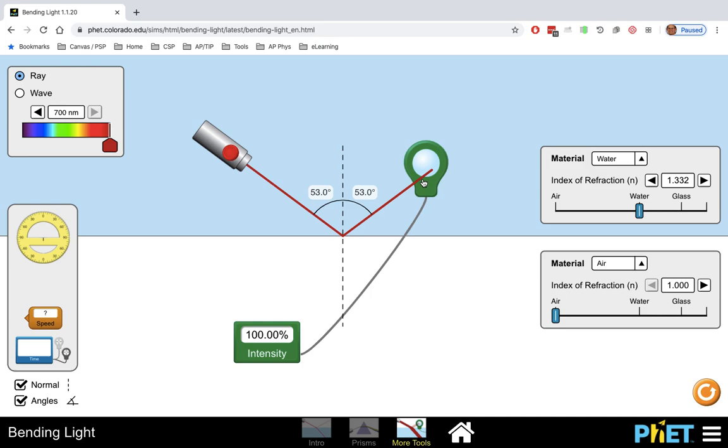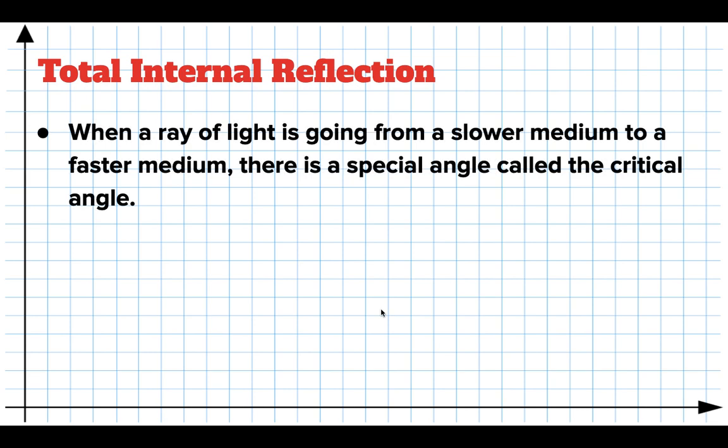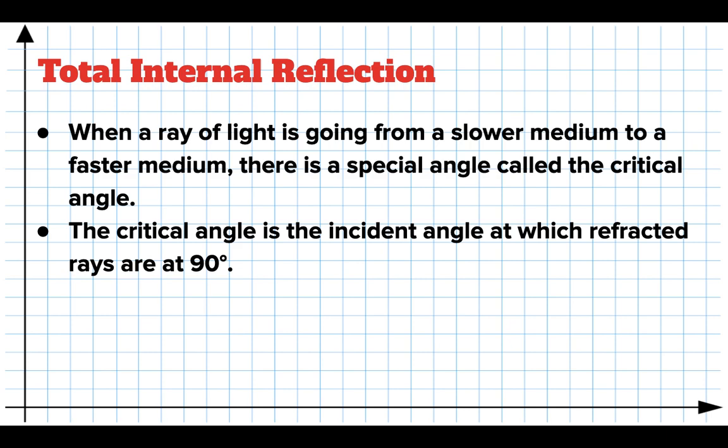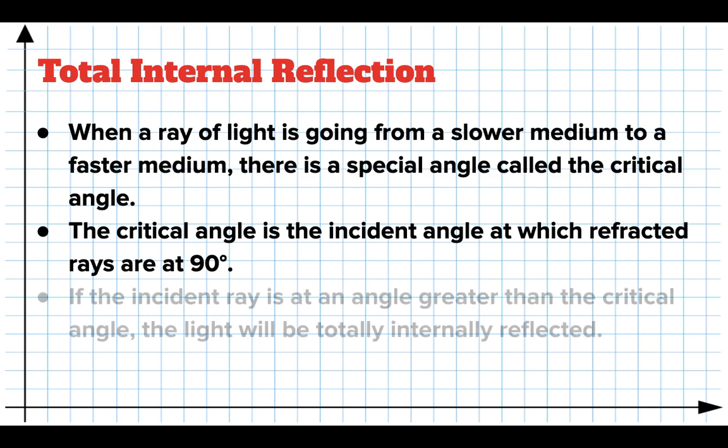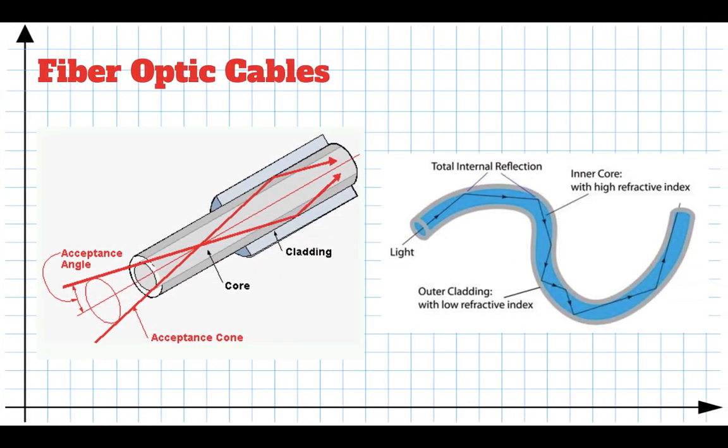Okay? We call that total internal reflection. That only happens when light is going from an area where it moves slow to an area where it moves fast. So when a ray of light is going from a slower medium to a faster medium, there's a special angle called the critical angle, and that's the angle at which the refracted rays are 90 degrees, or right along the surface of the interface. If the incident ray is greater than that critical angle, the light is totally internally reflected. Okay, sometimes called TIR. And this is the principle behind fiber optic cables.